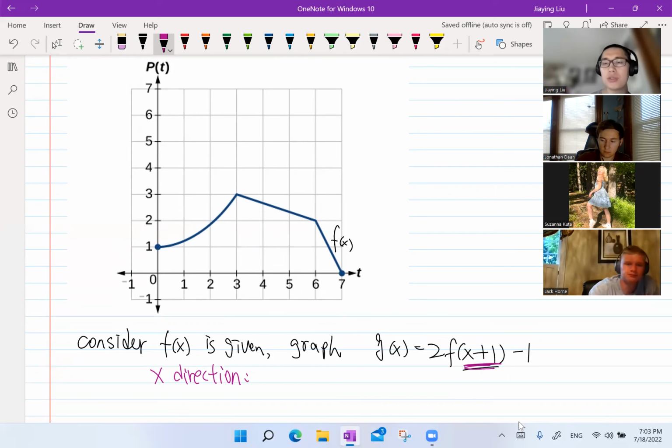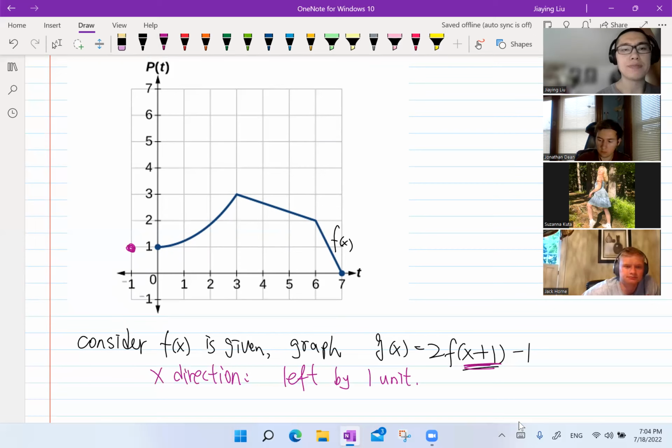That's going to be just one transformation, right? Plus 1 means shifting left by 1 unit. Okay, so let's do that. If we take this graph and shift it left by 1 unit, all the y values stay the same, but x is moved left by 1. So this point goes there. This point will go here. This point goes here, and that point goes to 6. So we have this curve, and then a straight line, and then a straight line. So that's shifting left by 1.